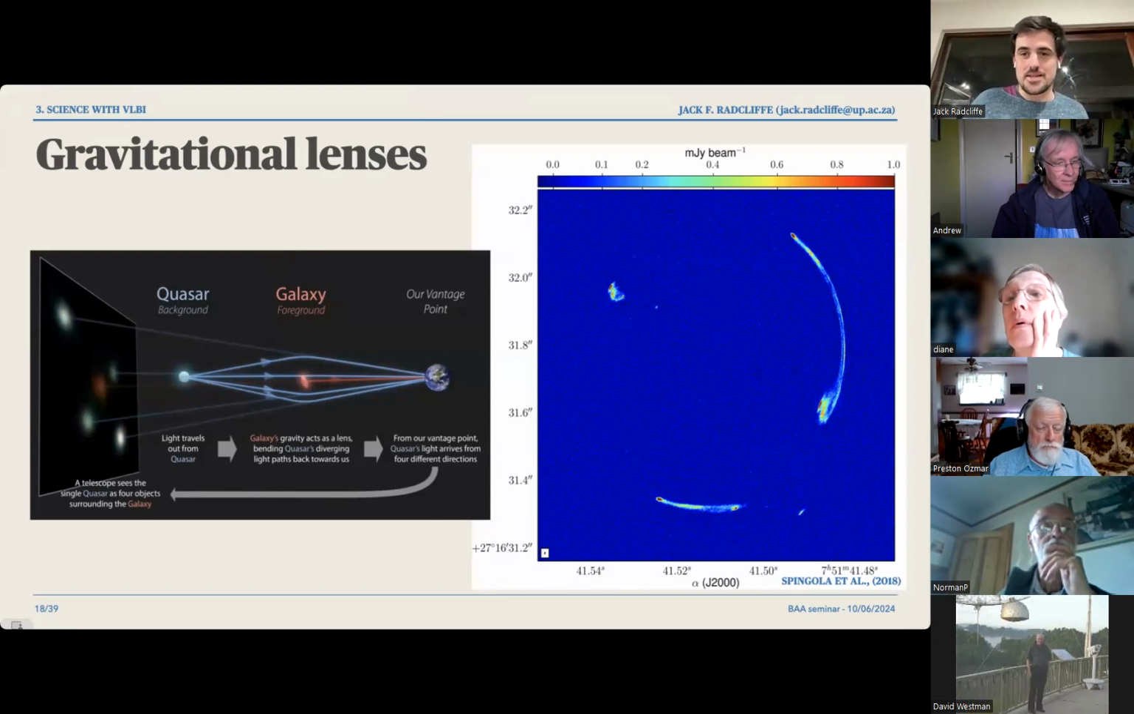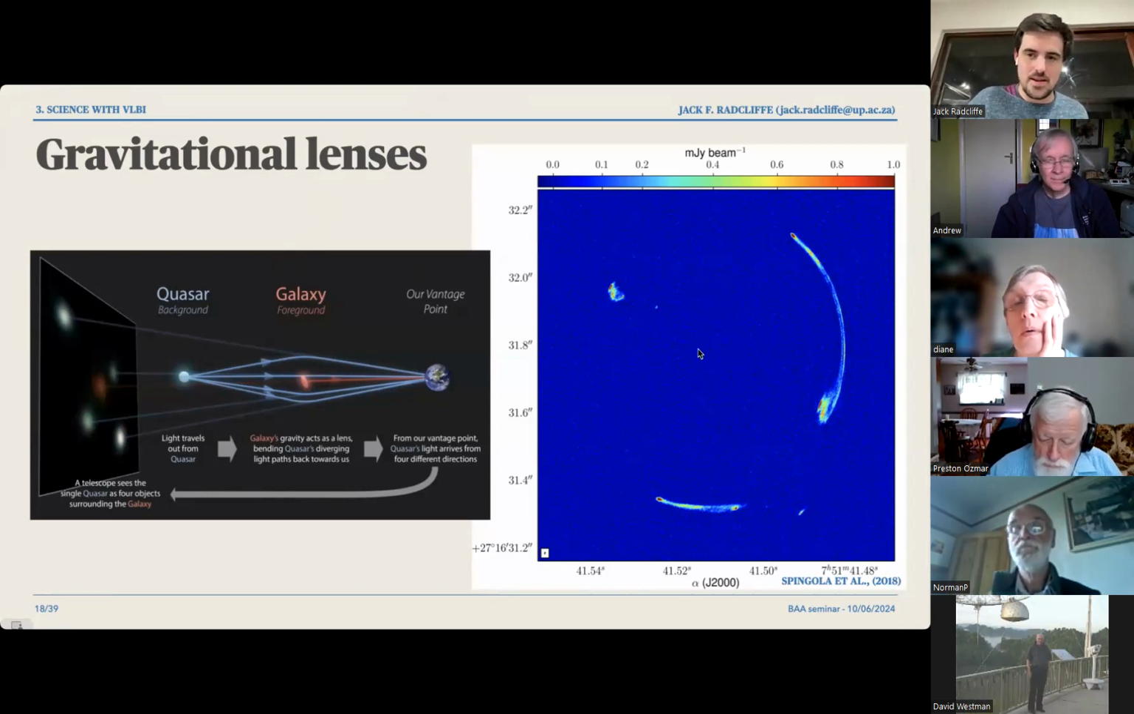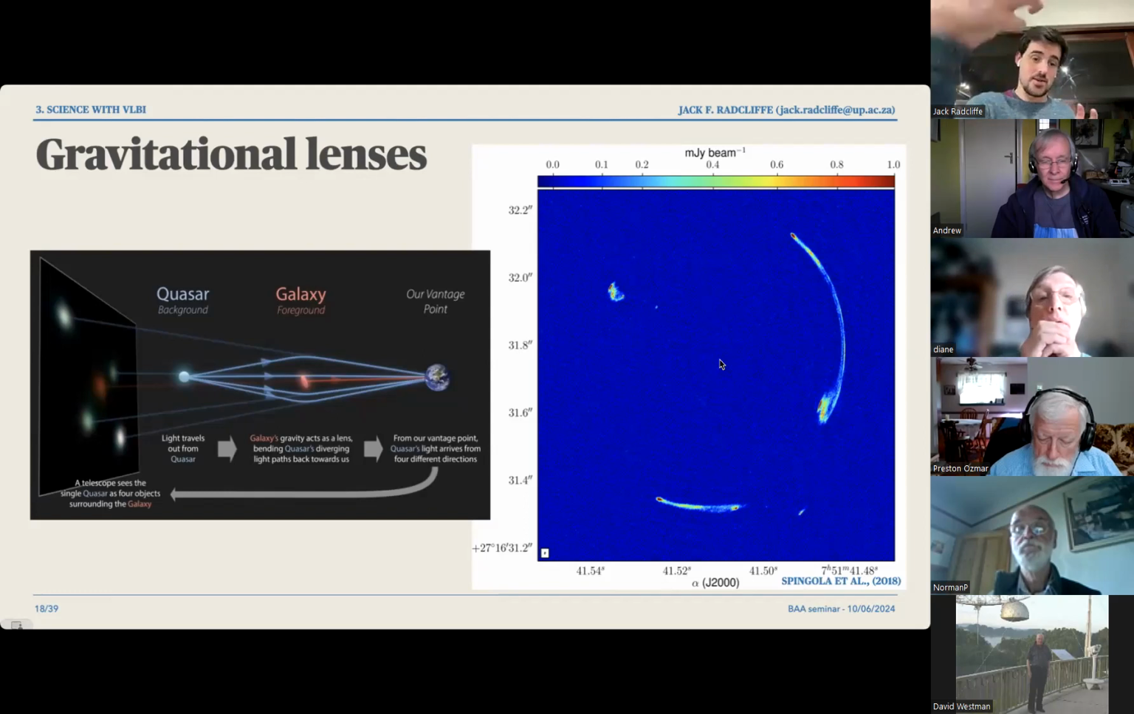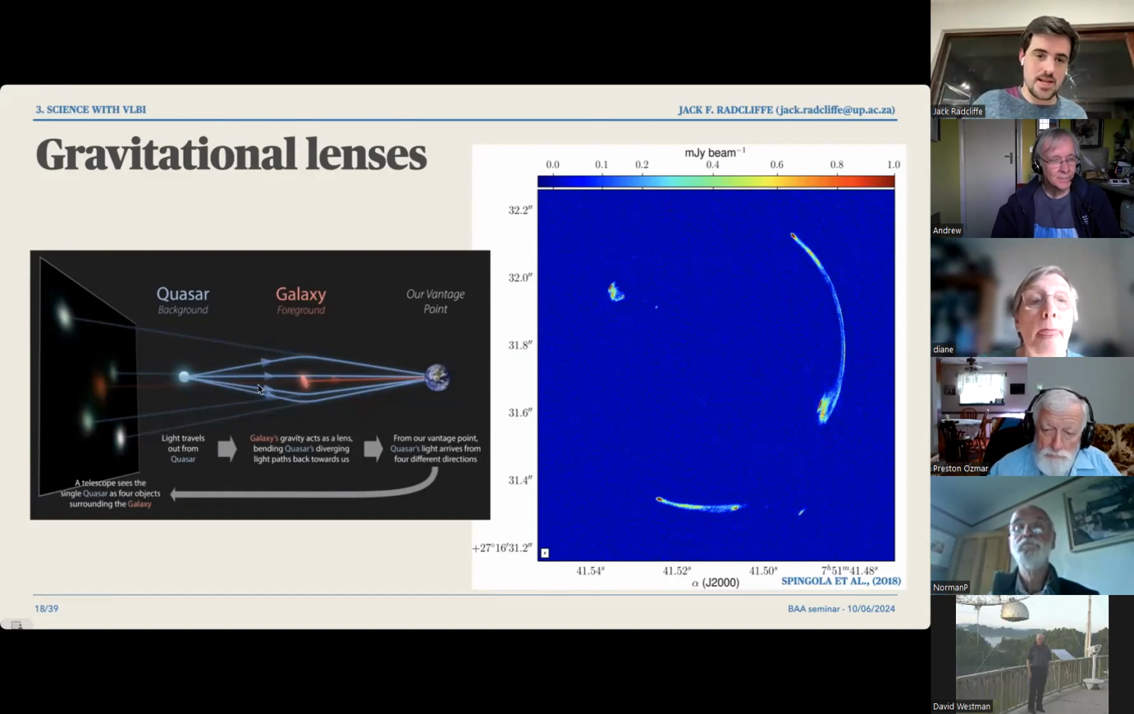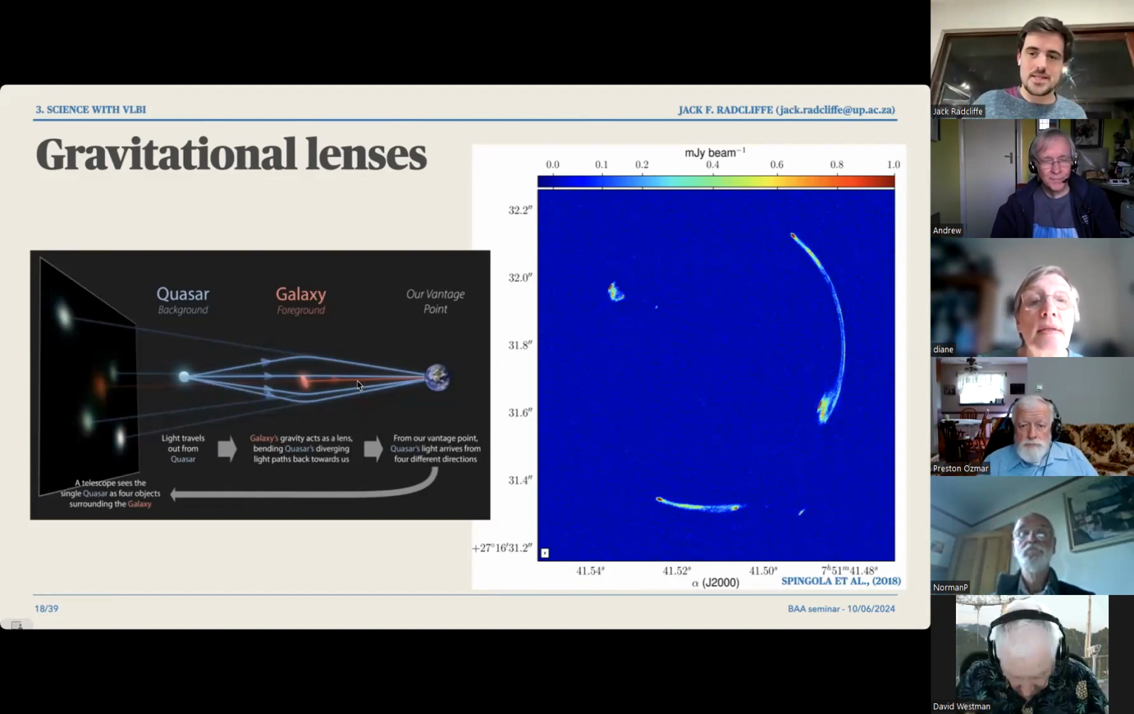You can see this on the right-hand side. This is a gravitational lens. A gravitational lens basically is where you've got some foreground galaxy, and behind this, you've got a background active black hole. As the light passes through this foreground galaxy, it gets deflected and distorted. This image gets distorted and magnified, and we end up with this sort of beautiful Einstein ring structure.